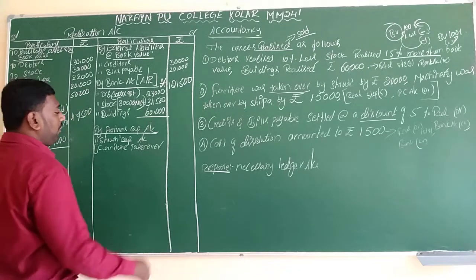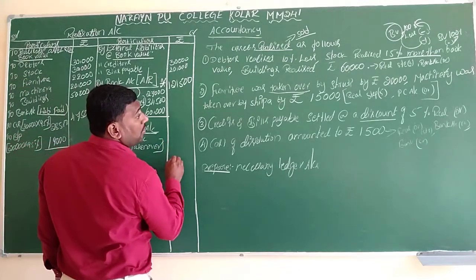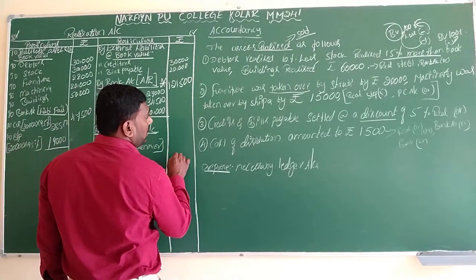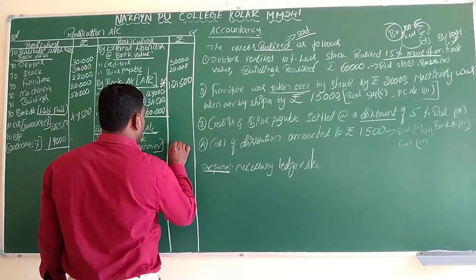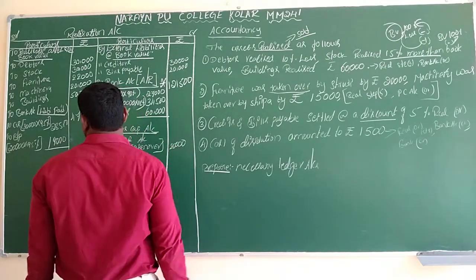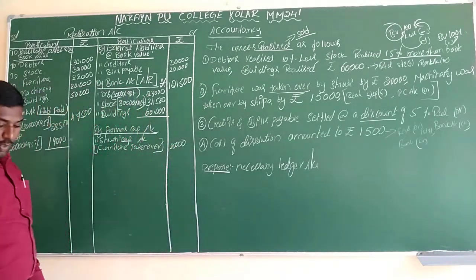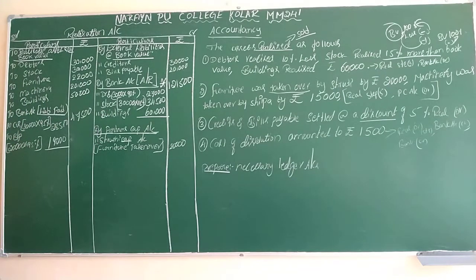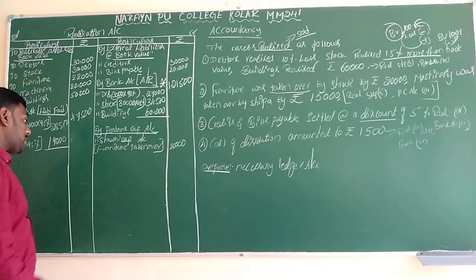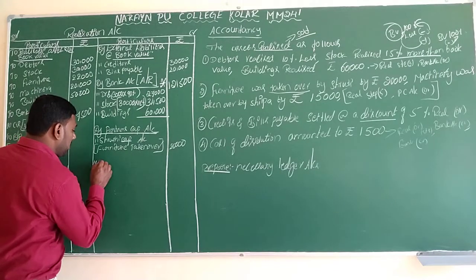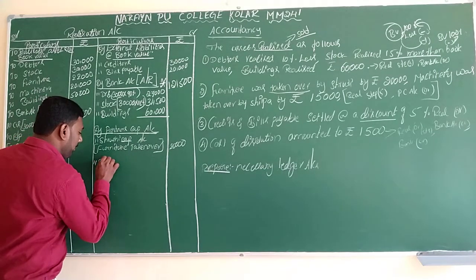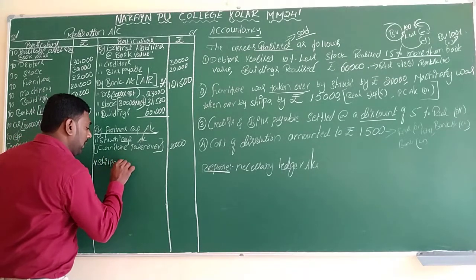So what is the value of furniture? The cost of furniture is 20,000. So she will take over for 20,000. And again one more asset will be taken over by one more partner, that is by Shilpa's capital account.